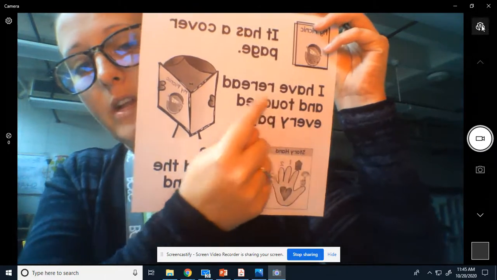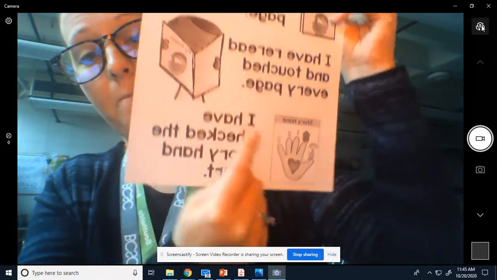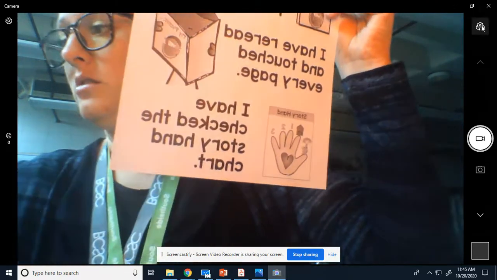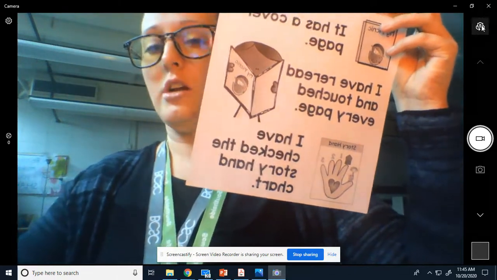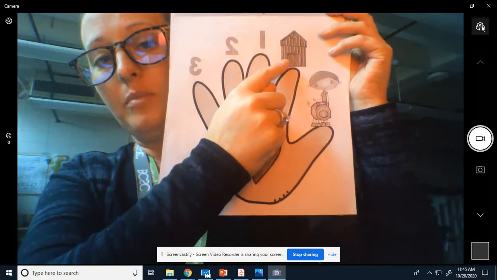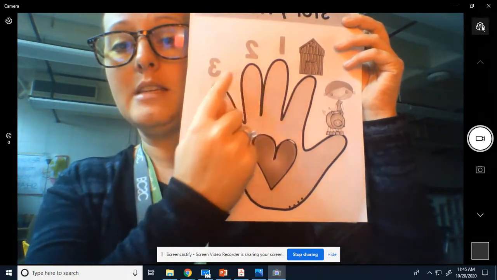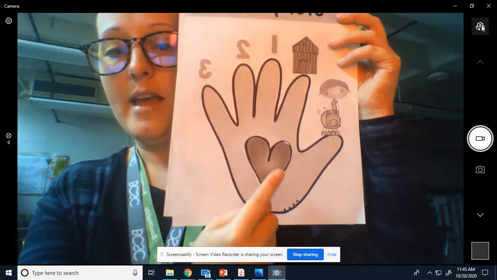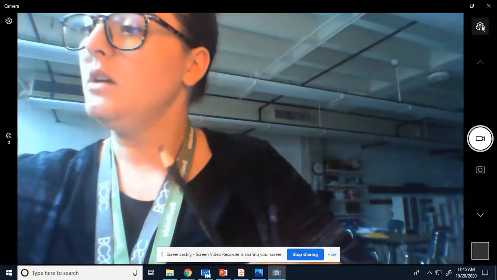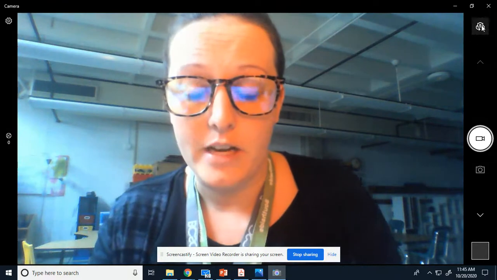You want to make sure you reread and touch every page, make sure everything makes sense and you have a lot of detail. And you have checked the story hand chart. So this is the story hand chart. Your writing needs to have characters, a place where it is, or maybe even more than one, 3 details, and how you felt about it at the end. Okay? So if you don't have one of those things done, today is the day that you're going to finish.